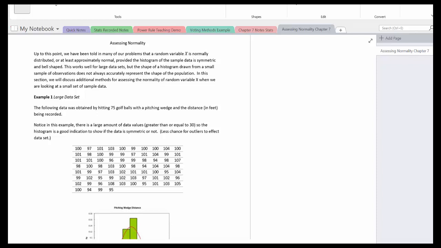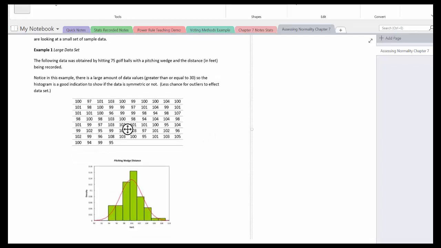So in this section, we will discuss additional methods for assessing the normality of the random variable x when we are looking at a small set of sample data. The very first example deals with the data set of hitting 75 golf balls with a pitching wedge and the distance in feet. Notice in this particular example, there is a large amount of data values, greater than or equal to 30. So the histogram is a good indication to show if the data is symmetric or not. Less chance for outliers to affect the data set.